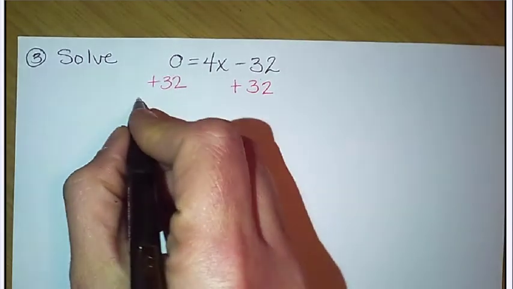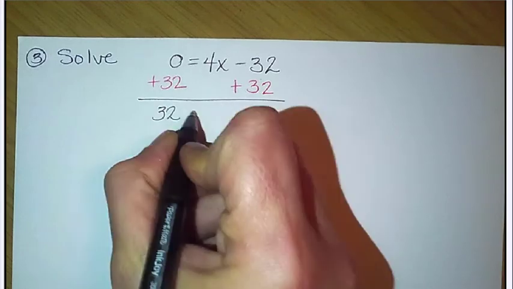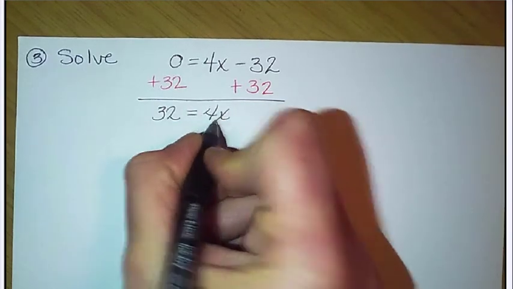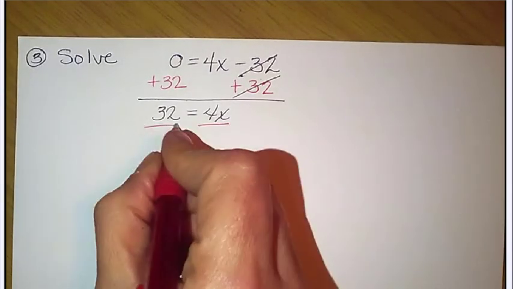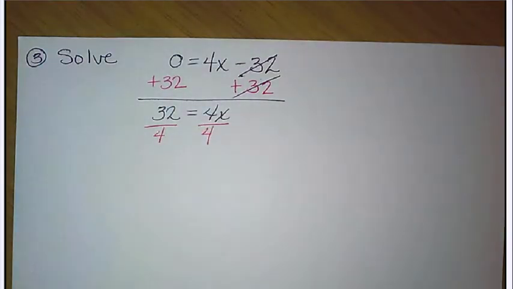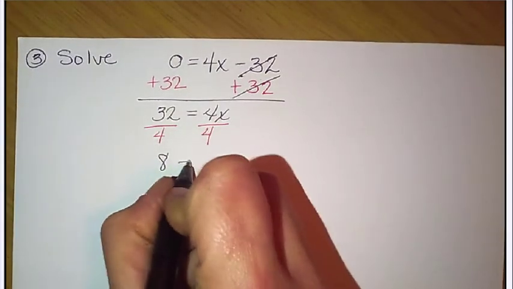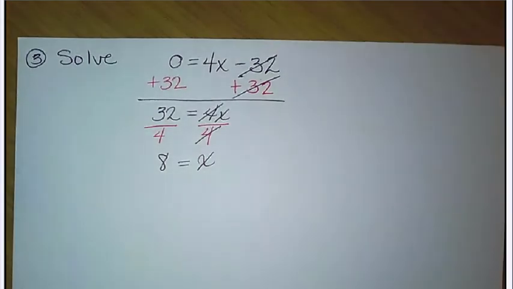If I have 0 amount of money and I add 32 to that, I still have 32 equals 4x, and then these 32s are canceling each other out. And again, the same concept, I need to get rid of everything with my x, so this time I need to get rid of that 4. So we're going to divide both sides by 4. 32 divided by 4 is 8. So 8 equals x, since our 4's canceled each other out.